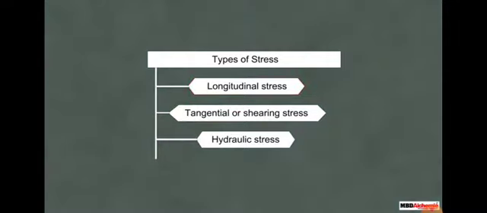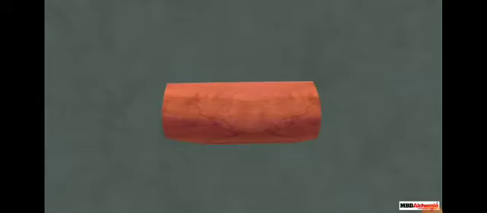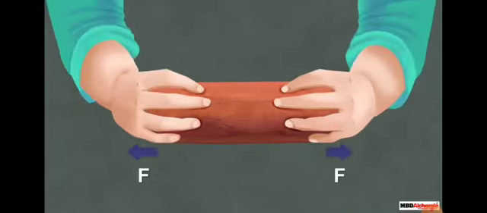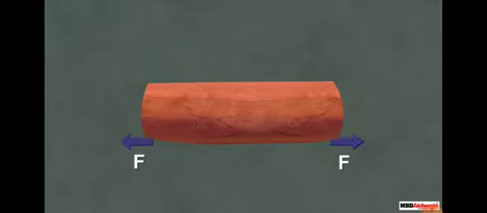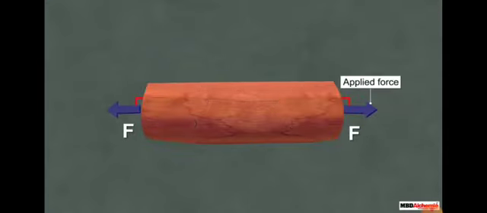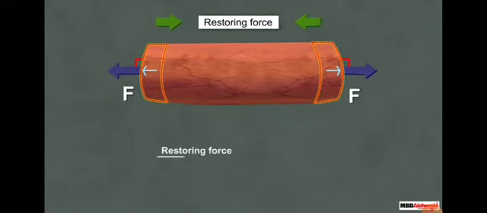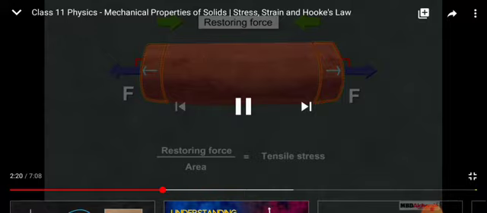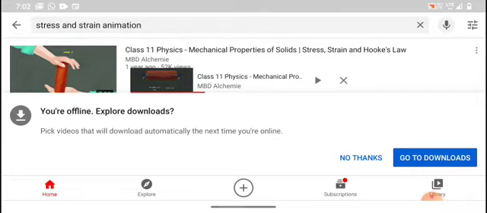Let us do an activity to understand the longitudinal stress. Take a cylinder made up of clay and stretch it from its two ends so that the applied forces are normal to its cross-sectional area. You will observe that the length of the cylinder has increased. In this case, the restoring force per unit area, that is stress, is called tensile stress. We will come back to this. So before that, we'll go to the notes.